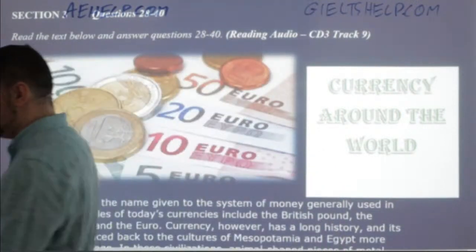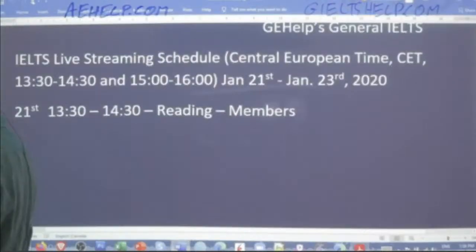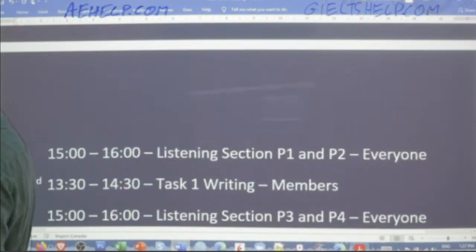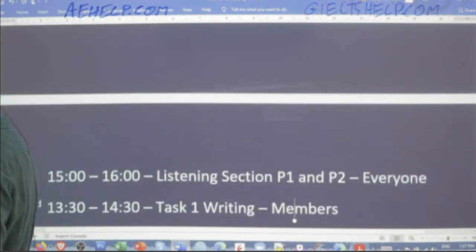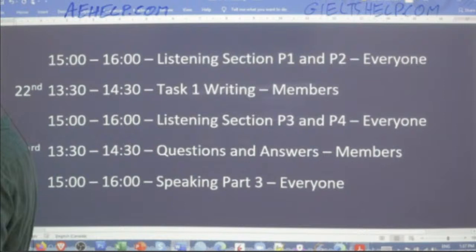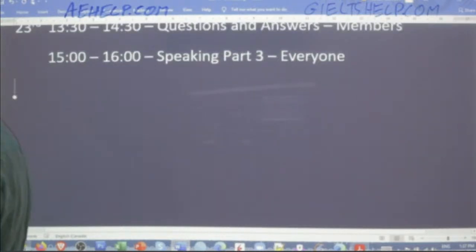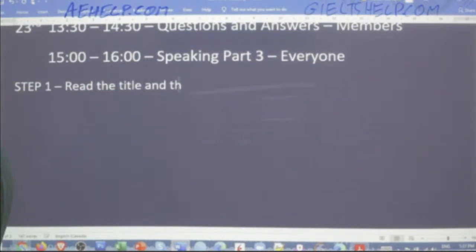So Sammy says, we'll read the title first and then visualize. Okay, sure. And let's do that together. I think that's a very good tip, Sammy. So visualizing and critical thinking, right? So step one, read the title and think critically about it and visualize it.